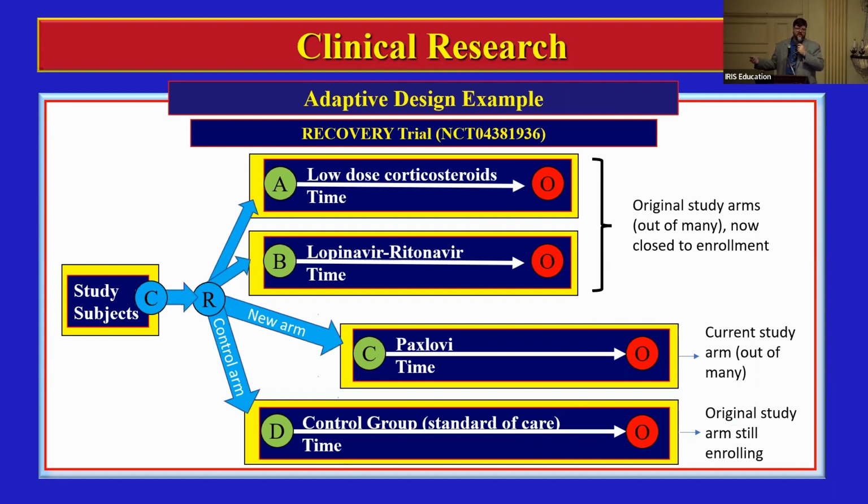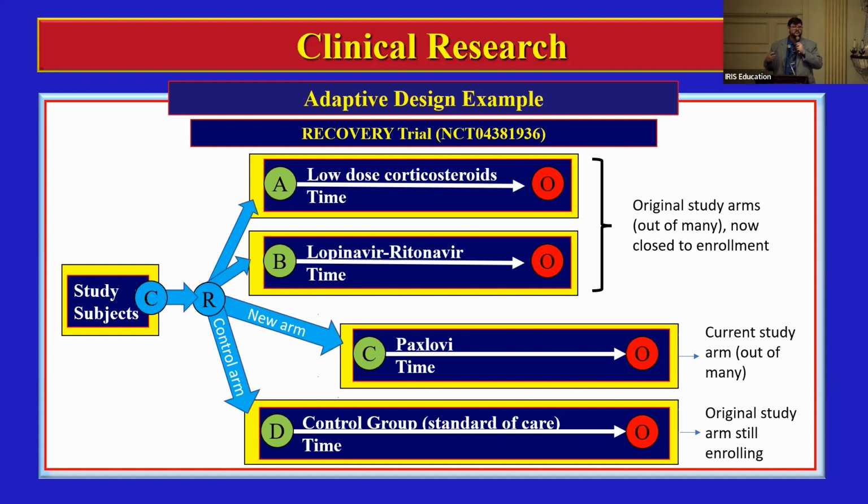And so the example that we have for this is the recovery trial. And this is a pretty well-known COVID trial. They started out with about 6 or 7 different study arms and a control arm. So some of which they had low-dose corticosteroids, they had lopinavir, ritonavir, they looked at azithromycin, hydroxychloroquine. They looked at, if there was ever in the news you heard of a treatment for COVID, they have an experimental arm assessing that treatment. And so the original study arms are closed, but now, so Paxlovid is one of the current study arms, and then the control arm is, of course, still going on.